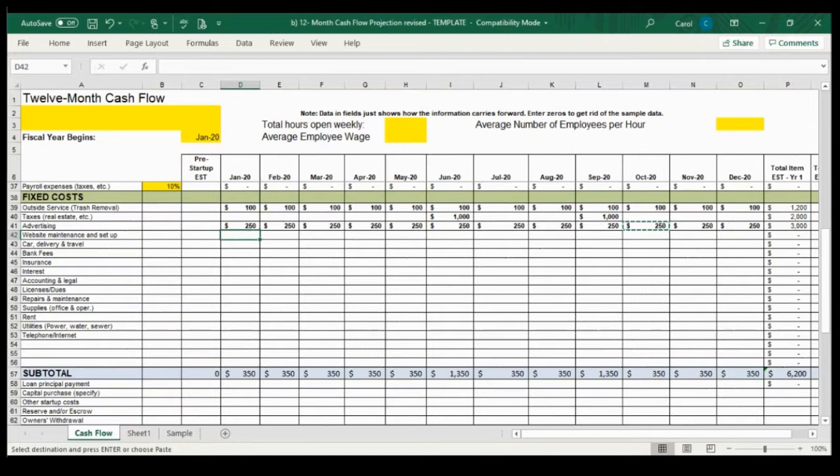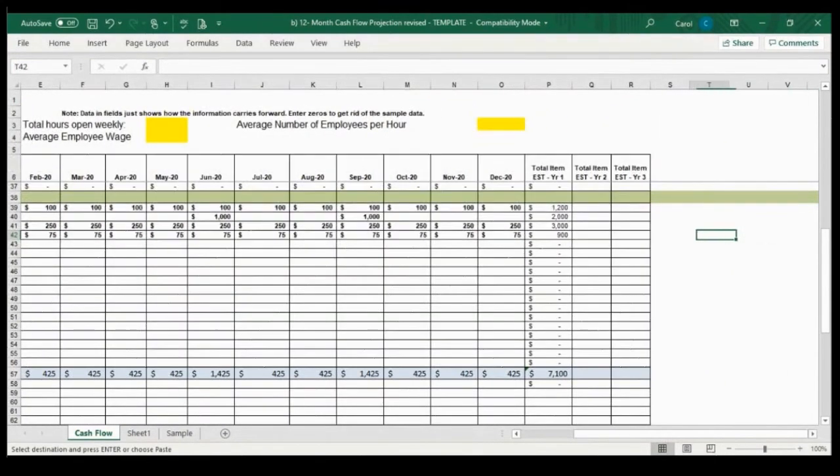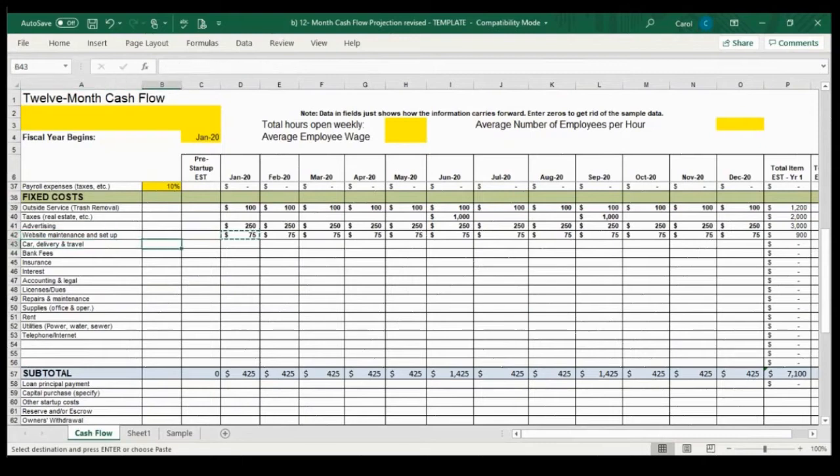Website maintenance and setup. Let's say you're paying $75 a month to have someone maintain and host your website and handle the various aspects of that with you, help you if you have problems with your website, etc. Car, delivery and travel could be your expense with your car. If you have employees, it might be reimbursement for their travel. It could be if you have delivery expenses associated with your business. So if you're a business that uses fuel as part of what you do, this might be a place you might put that.